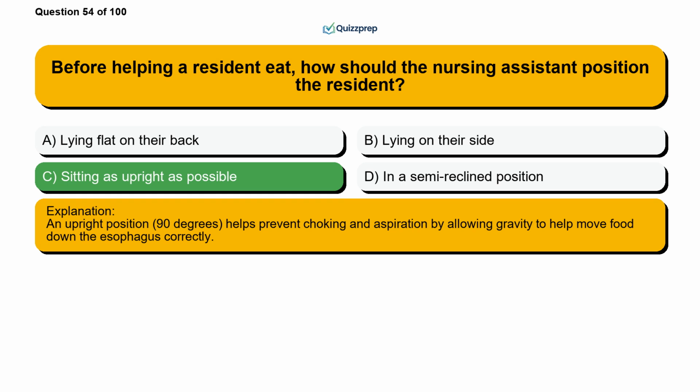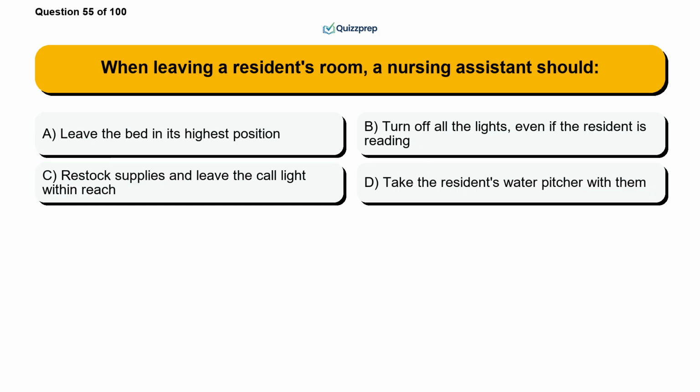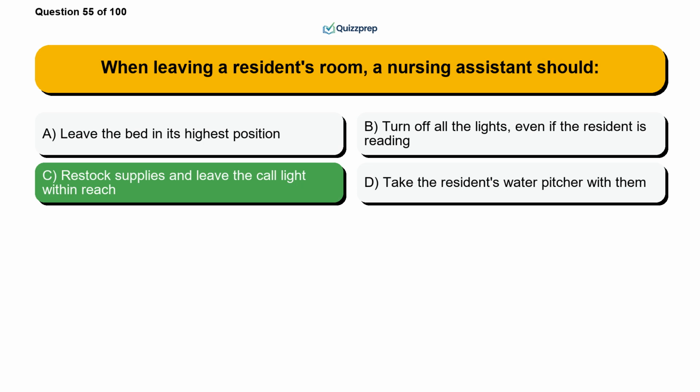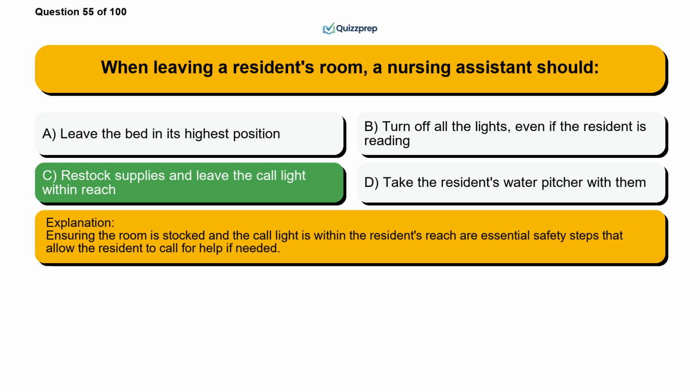Question 55. When leaving a resident's room, a nursing assistant should: Option A, leave the bed in its highest position. Option B, turn off all the lights, even if the resident is reading. Option C, restock supplies and leave the call light within reach. Option D, take the resident's water pitcher with them. The correct answer is option C, restock supplies and leave the call light within reach. Ensuring the room is stocked and the call light is within the resident's reach are essential safety steps that allow the resident to call for help if needed.